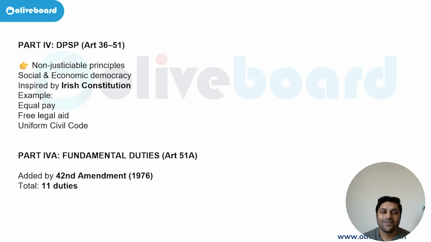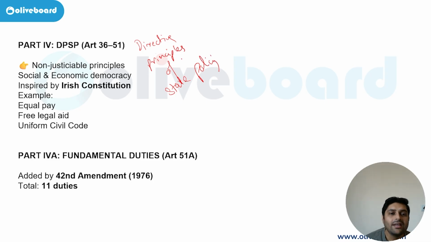Okay. Next. Part 4 is the DPSP. Sir, what is DPSP? Directive Principles of State Policy. Sir, what is this? Simple. Directive. Direction. Someone is giving you a direction. To whom? To the state. Government of India. To the Government of India.